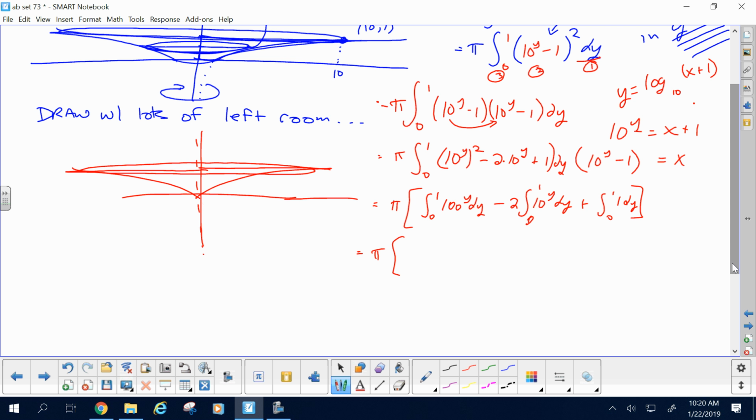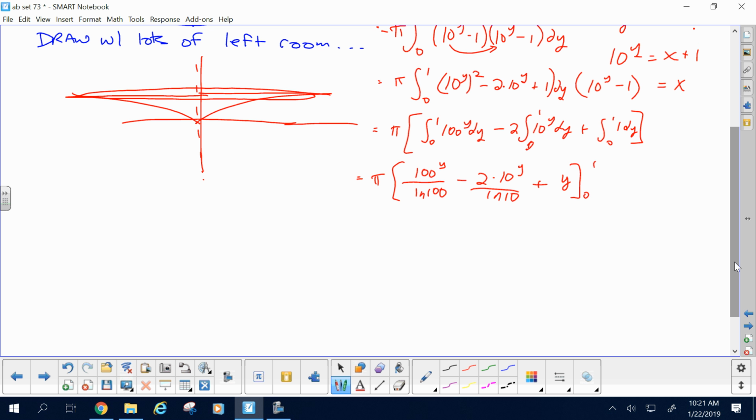What's the antiderivative of 100 to the y? 100 to the y over, that's today's lesson, for Pete's sake, over natural log of 100, minus 2. I'm not going to integrate and evaluate all separately. I'm just going to do all antiderivatives and evaluate from 0 to 1. What's the antiderivative of 10 to the y? 10 to the y over natural log of 10. And what's the antiderivative of 1? y, from 0 to 1.